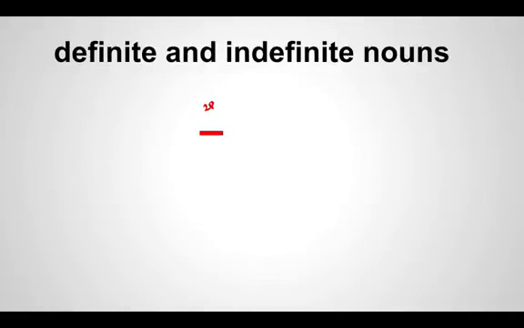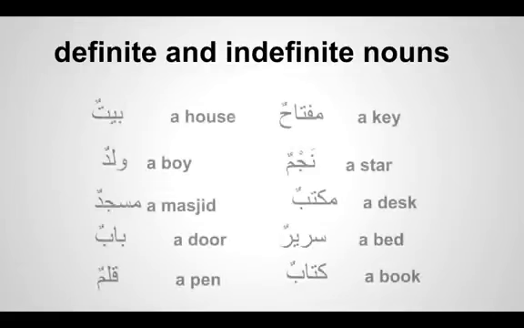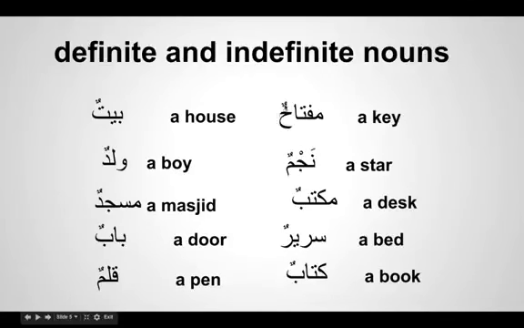This sign of indefinite applies to all the nouns, except, if you remember, the names of persons like Hamidun, Aliyun, Muhammadun, Khalidun, Nasirun. Because these are names of specific persons, the double dhamma rule does not apply. Other than that, if you see a double dhamma or double fatha or double kasra, that is a sign of indefinite. Have a look here: miftahun, najmun, maktabun, sarirun, kitabun, all signs of indefinite.